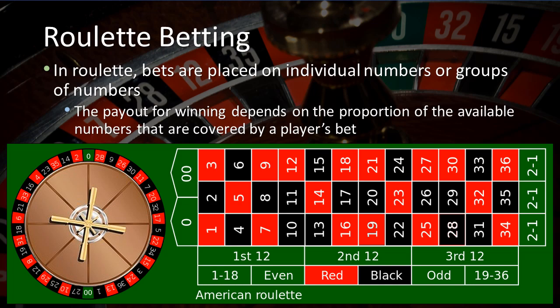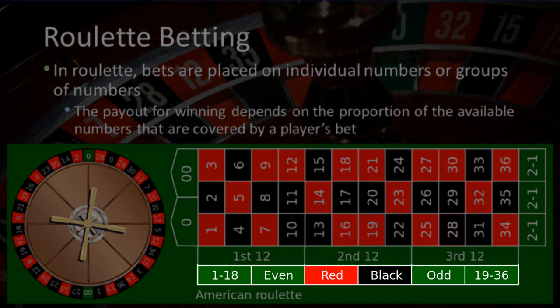A player may also bet on pairs of numbers, groups of 12 numbers, or a wide variety of other possibilities. For our purposes, however, we are primarily interested in the even money bets. Roulette provides 6 different types of even money bets, and these are shown here.